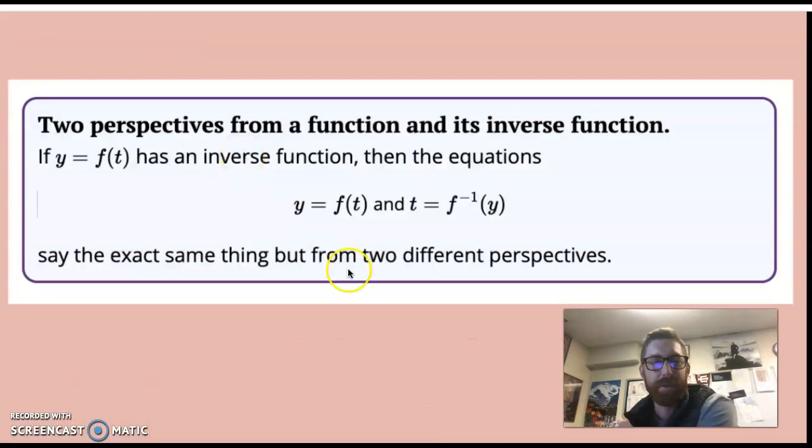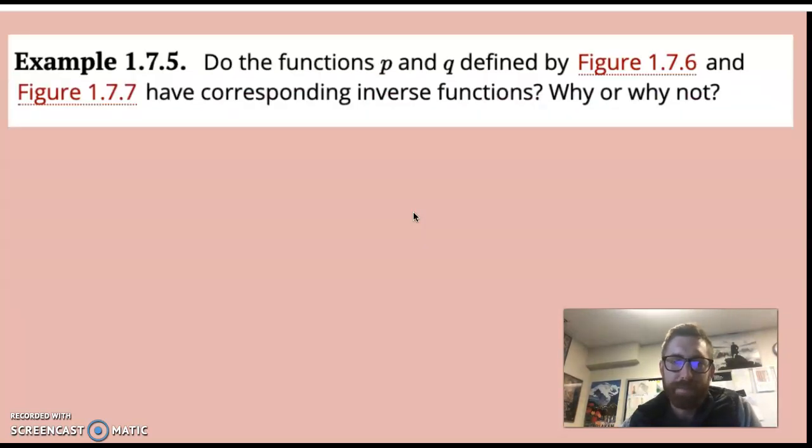So let's look at this real quick. There are two perspectives, two sides of the coin. y equals f of t and t equals f inverse of y. So here the input is t and the output is y, versus over here in the inverse, the input is y and the output is t. It's just asking, am I going from chirps to degrees, or am I going from degrees back to chirps? That's all you need to be thinking about here.